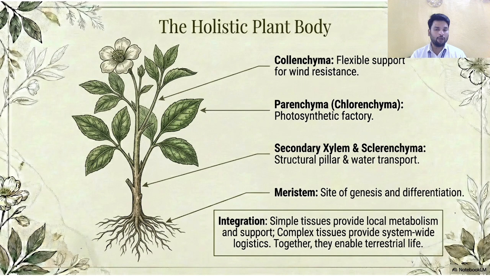Simple tissue provides local metabolism support. Complex tissue provides system-wide logistics. Together they enable terrestrial life.